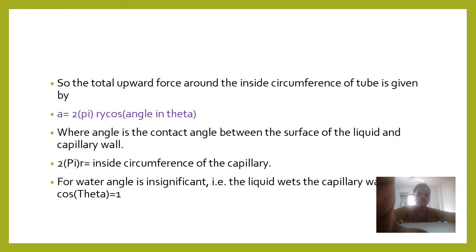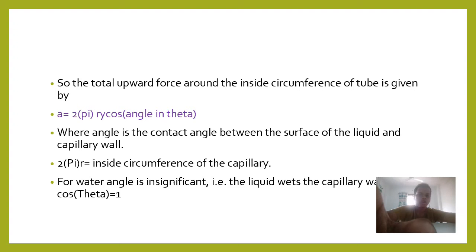Now, the total upward force inside the circumference of the tube can be given by 2 pi r γ cos theta, where angle theta is the contact angle between the surface of the liquid and the capillary wall. 2 pi r is the circumference of the capillary, and for water, as the angle is insufficient, the liquid wets the capillary, and so here cos theta becomes 1.